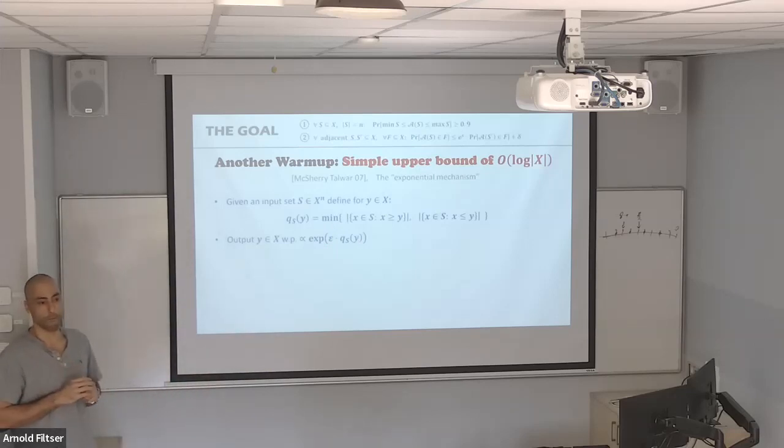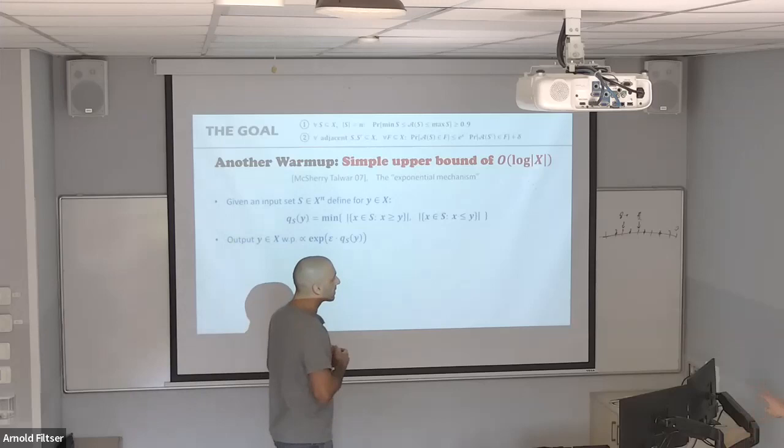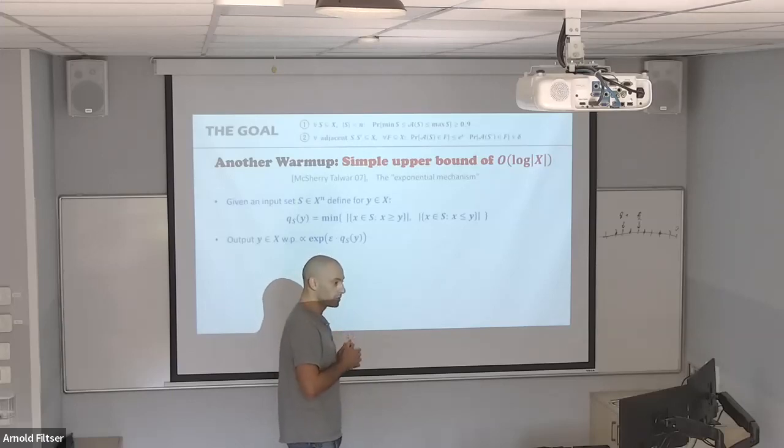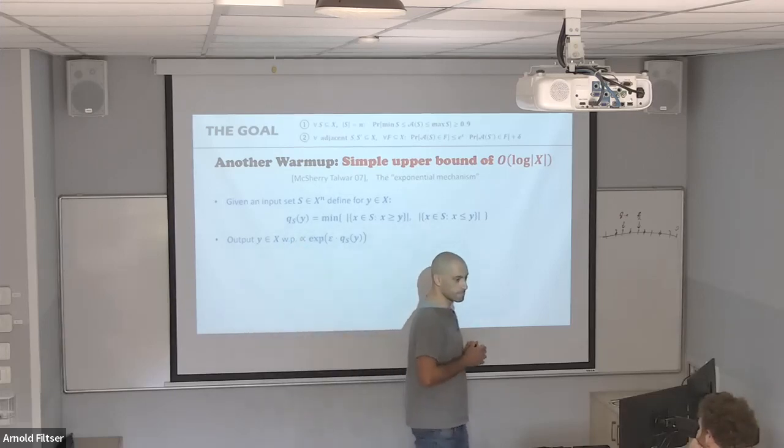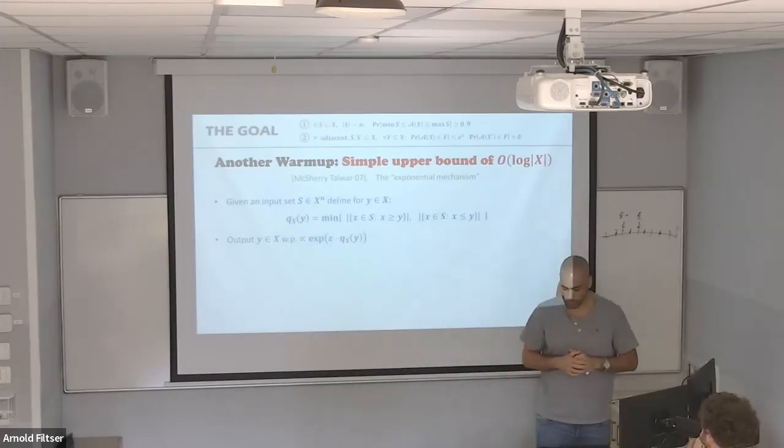That's the algorithm. If you have many grid points in the middle, they all have the same score. Proportional, you need to normalize it.